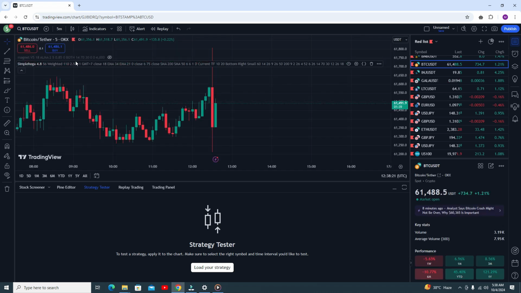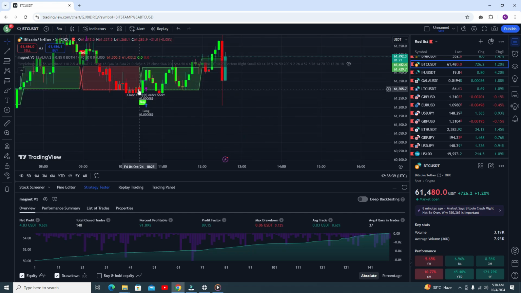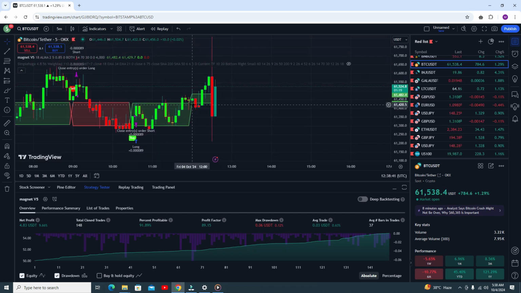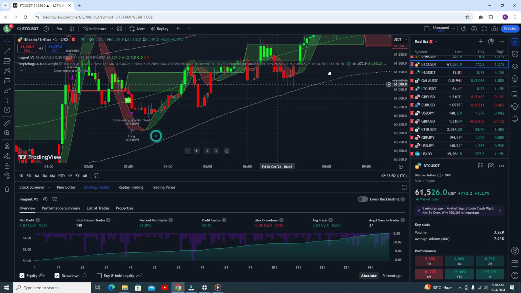Sorry. Now there is Magnet V5 in the Bitcoin. So let's see. Okay, it's giving you around 91.89% out of 148 trades. That is actually awesome. Okay, it gives you the buy signal and you can watch the results. Okay, and then the second indicator, you can see, watch it, and awesome results. That was actually awesome.